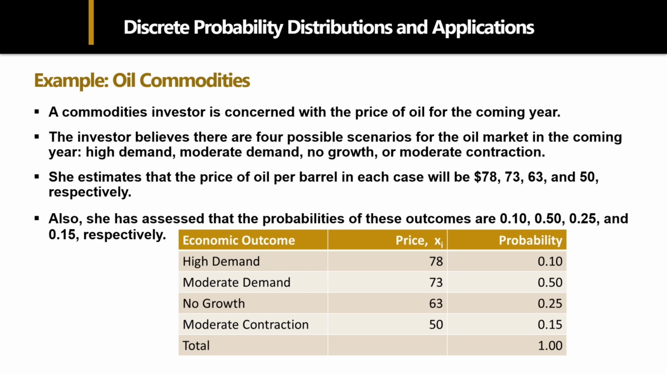To be a discrete distribution, we have to know those prices. Those are our outcomes right here. And we have to know the corresponding probabilities. And those probabilities have to add up to 100%. So the table below shows that we believe that there's a 10% possibility that the demand for oil will be high in a year and the price of a barrel will go to $78. 50% for moderate, 25% for no growth, and a 15% chance that the market actually contracts a little bit. All of those probabilities are between 0 and 1, and the sum of them, as shown in the total, is 100%. So we have a discrete distribution with 4 different outcomes for the price of oil.